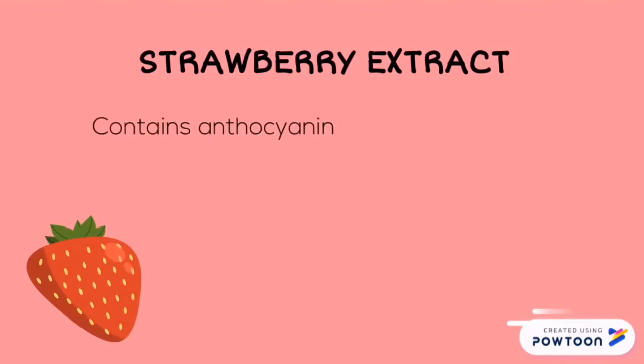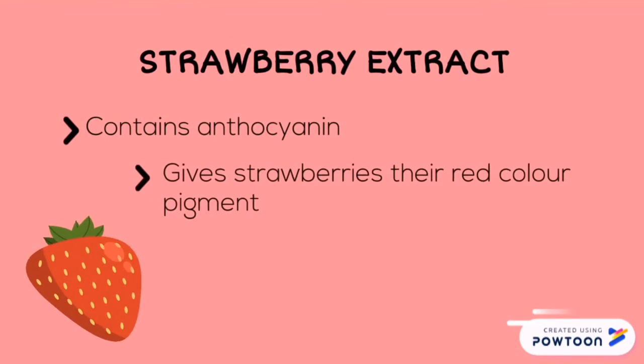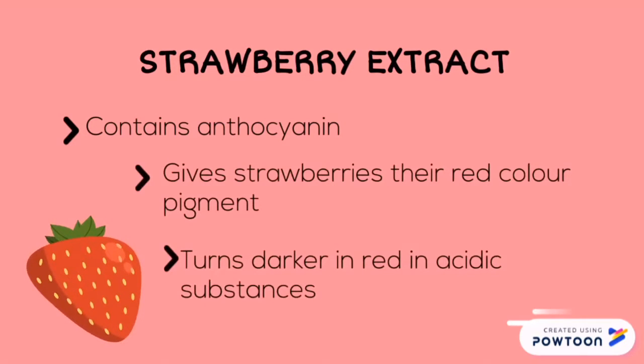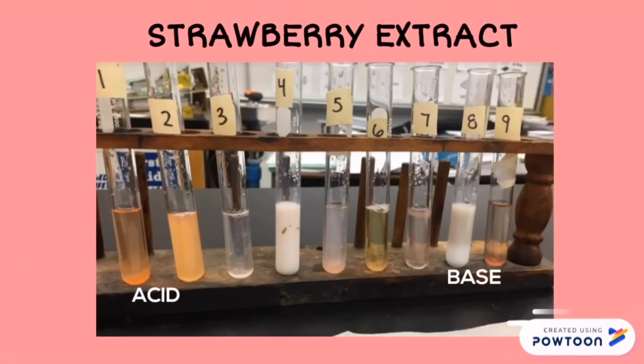Strawberry extract also contains anthocyanin. This gives strawberries a red color pigment. Strawberry extract will turn darker red in acidic solutions. As an example, we can see this picture shows how strawberry extract turns from a darker pink in acidic solutions to a lighter pink in basic solutions.